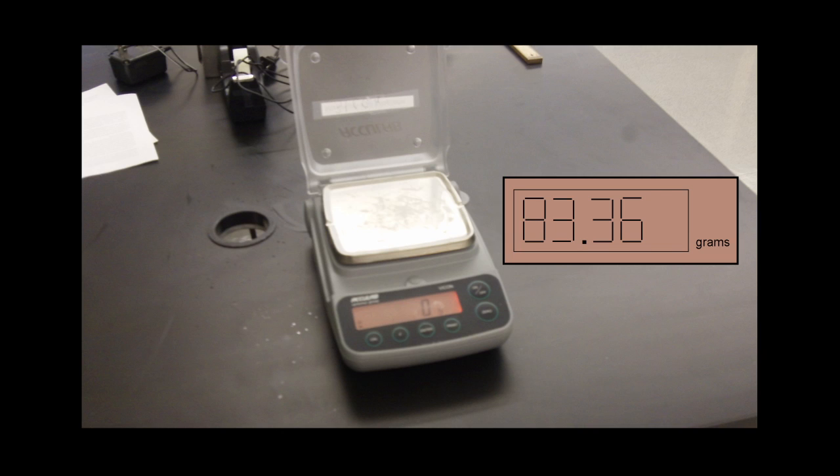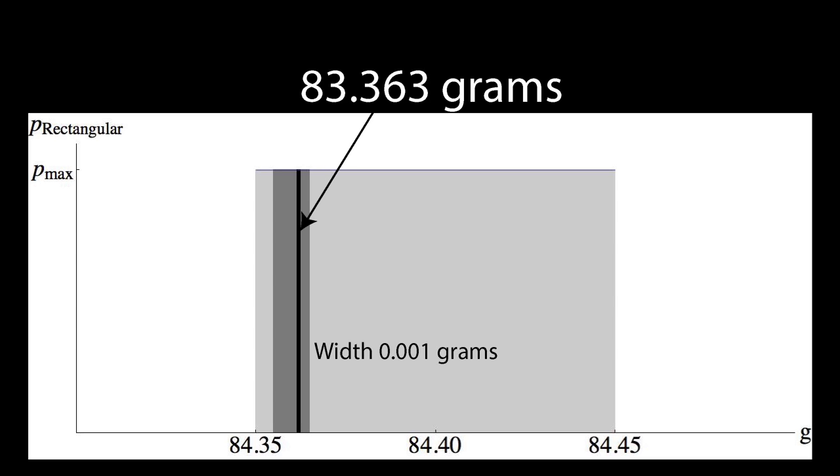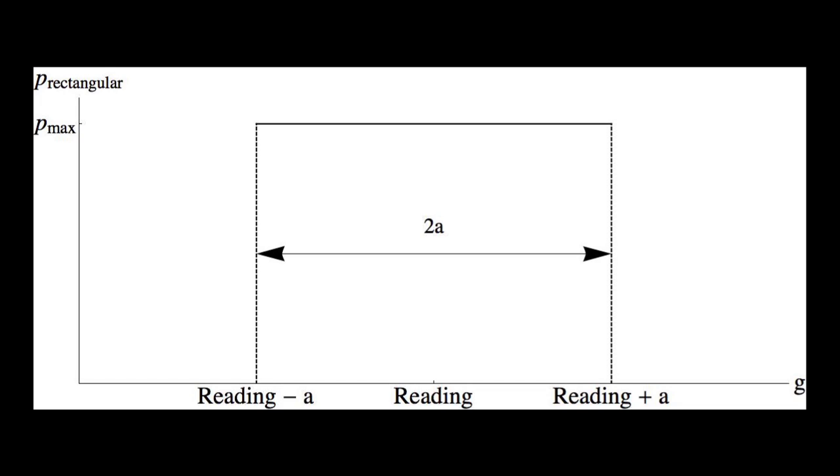But we can see that this new measurement also has a range and that it fits within our previous estimate of the mass. The width of this new range is now 0.01 grams, corresponding to the sensitivity of this new scale. We could continue this process with a scale with a sensitivity of 0.001 grams that then reads 83.363 grams. This gives us a value for our confidence interval and thus our uncertainty for a digital device. The full width of our 100% confidence interval is the smallest unit that can be measured by the device.